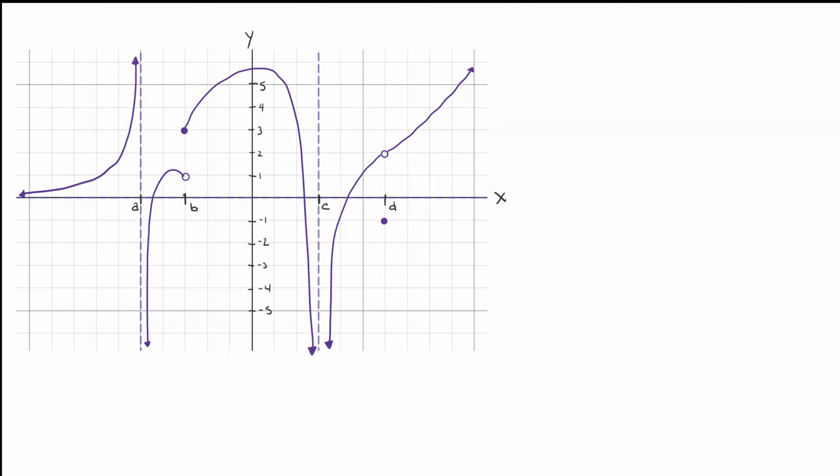We're going to start right here looking at this function. Now I'm going to ask you several questions about this function, and I want you to pause the video whenever you need to so that you can have time to answer the questions.